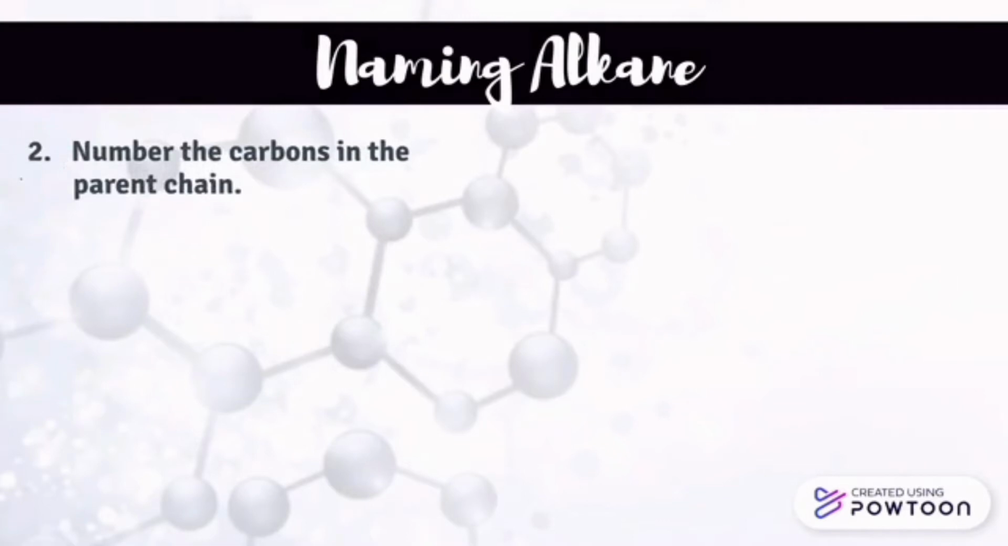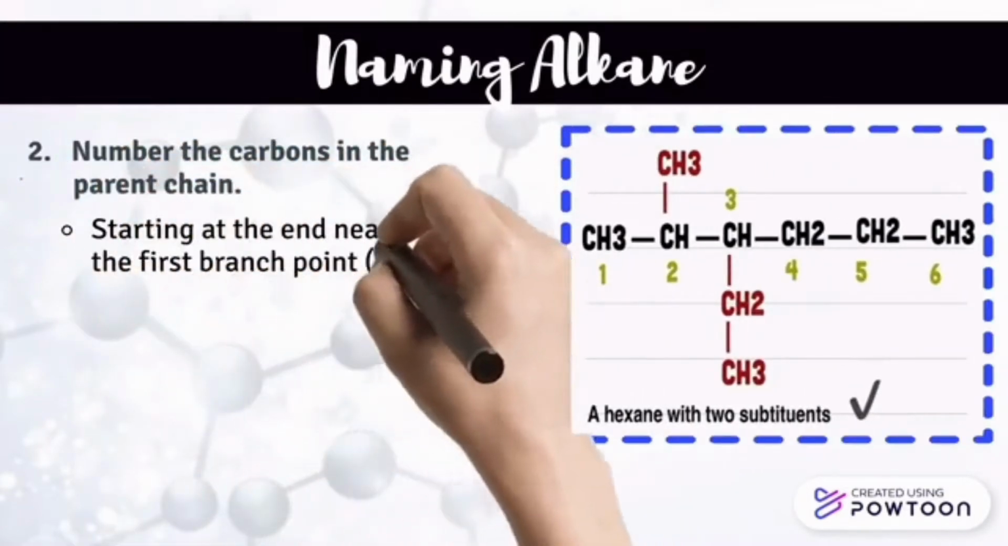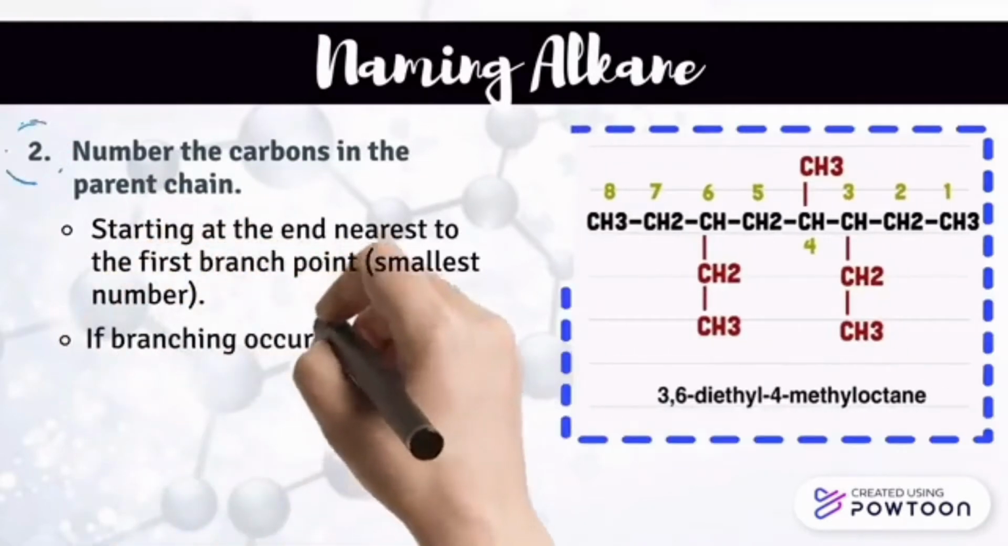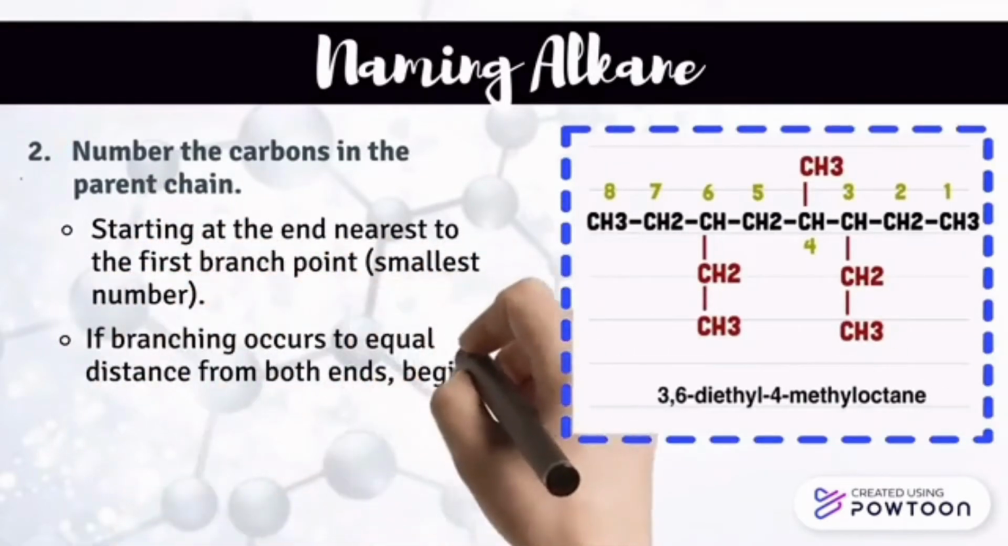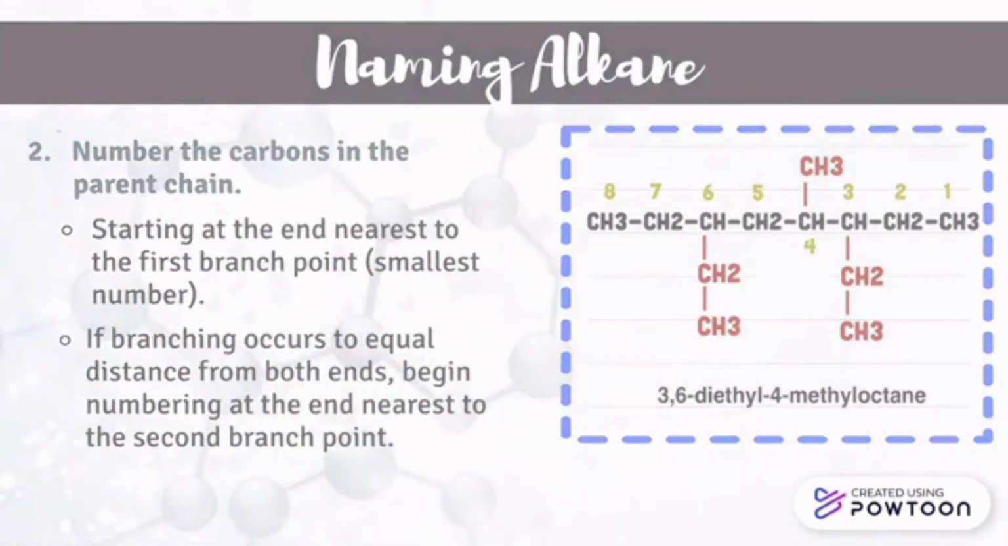Second step is, we need to number the carbons in the parent chain by starting from the end that is the nearest to the first branch point. If branching occurs at an equal distance from both ends, begin the numbering at the end that is the nearest to the second branch point.